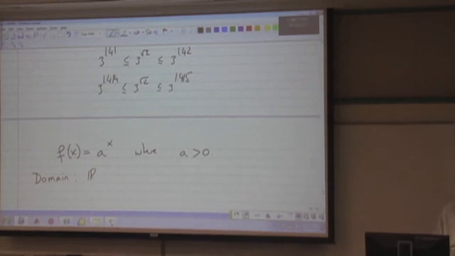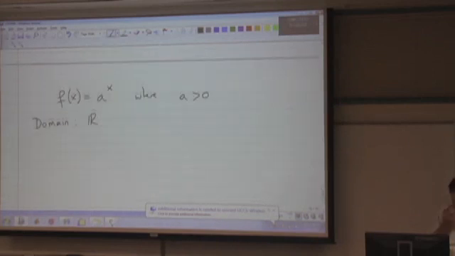All real numbers. Why? Well, let's assume a is 2. 2 to any power makes sense, right? If I look at 2 to minus 1, that's just 1 over 2, so it makes sense, right? As it turns out, and we can talk about this a little bit.